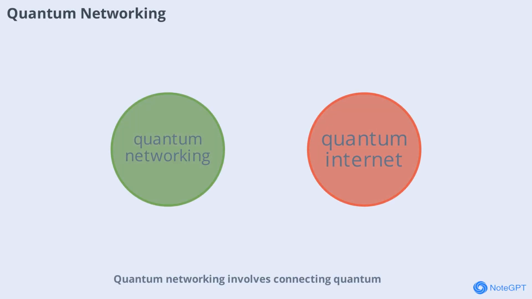Quantum networking involves connecting quantum computers and devices using quantum signals. This could enable ultra-secure communication and distributed quantum computing. Quantum networks rely on entanglement and quantum teleportation to transmit information securely. As research progresses, quantum networking could become the backbone of a new, quantum-powered internet.